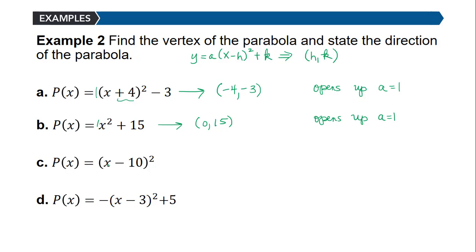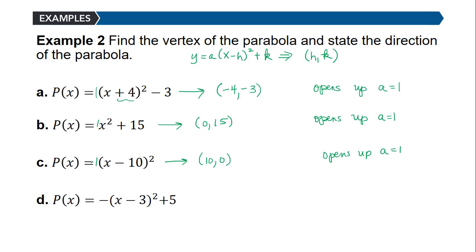If p of x is equal to the quantity x minus 10 squared, what is the vertex? Well, this time there's an inside change of minus 10, which means we're shifting right 10 units, but there's no outside change, so the y value of the vertex stays at 0. This parabola also opens up because there is no reflection. The value of a is 1.